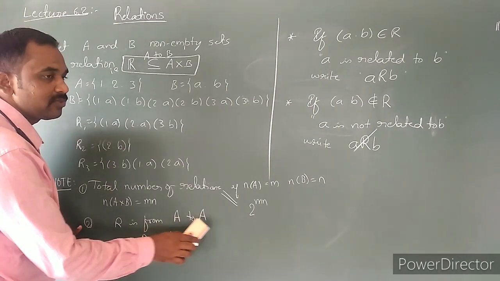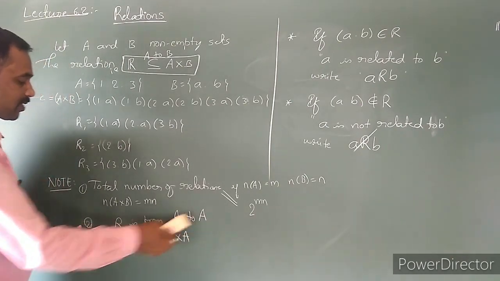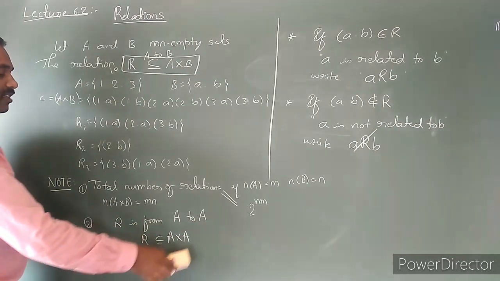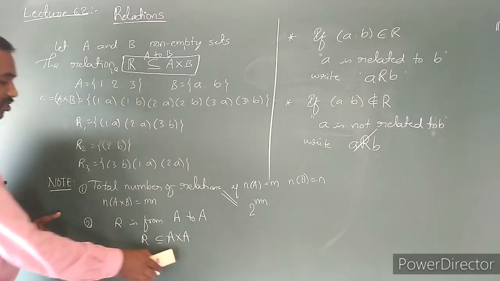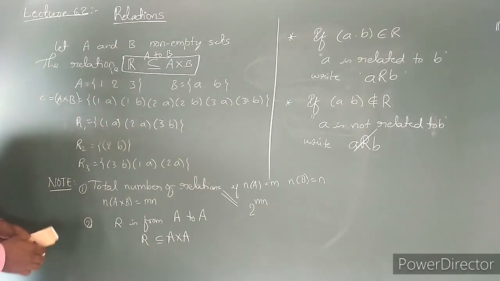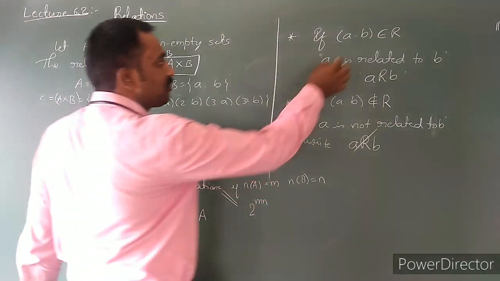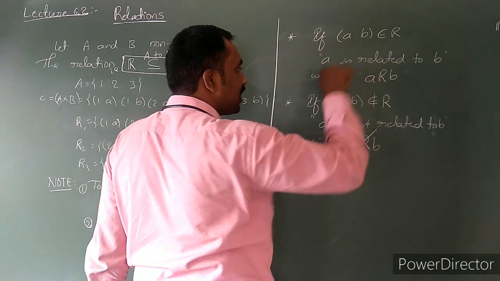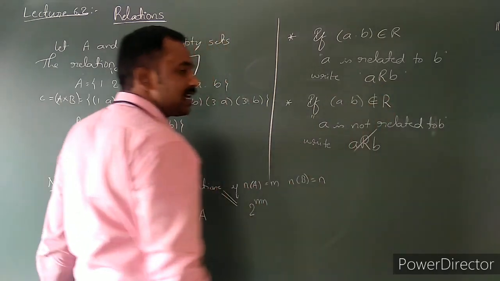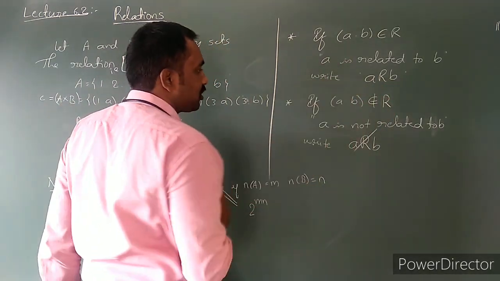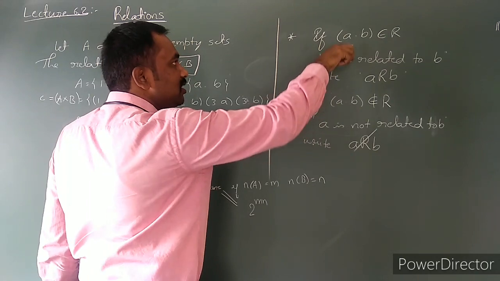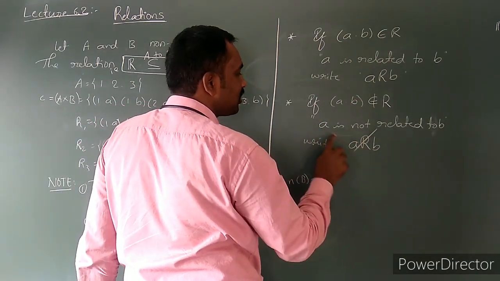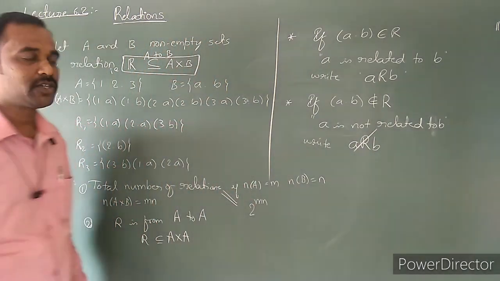Then we can write a relation on the same set, A cross A. A is one set, so we can write A cross A. Then we can write the subsets of this Cartesian product. All of them are relations. If the ordered pair is present in the relation, we can say that A is related to B. Write it symbolically, mathematically, as A R B, read as A is related to B. If the ordered pair is not present in the relation, write it as A R slash B, read as A is not related to B.